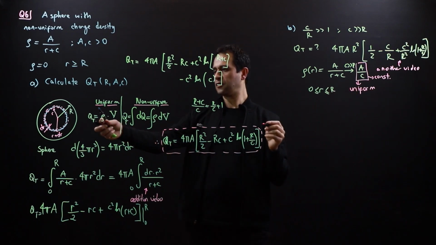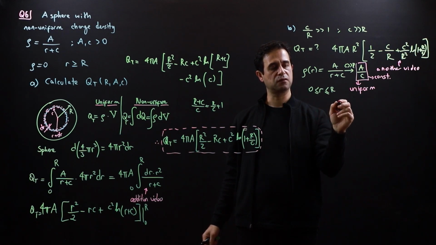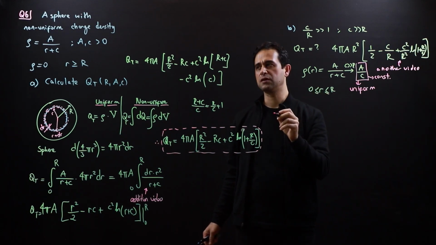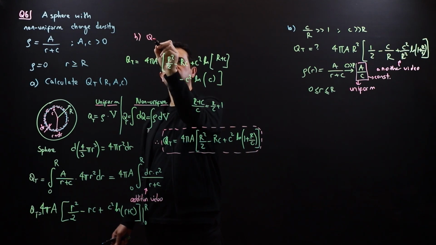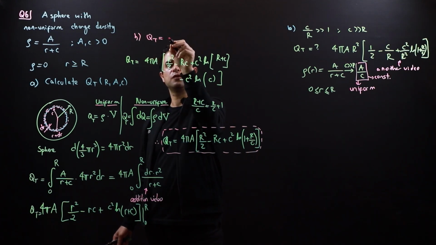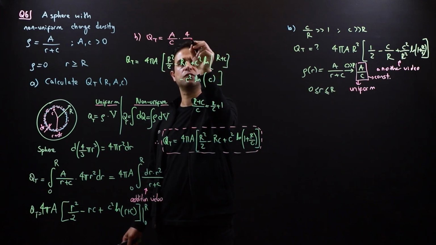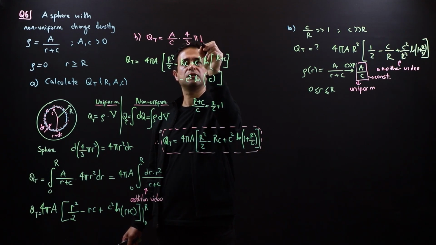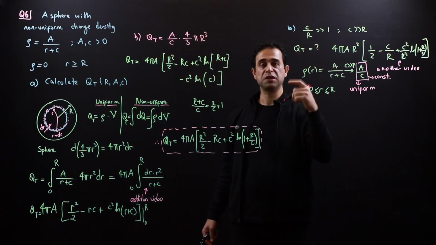So again, you just multiply rho by V, and in this case, rho is constant, so therefore, let me write it maybe here, for the second part. Q total will simply be rho, in this case, it's going to be A over C, multiplied by the volume, which is volume of the whole thing, which is 4 over 3 pi times r cubed. So that is indeed what you get for part B.